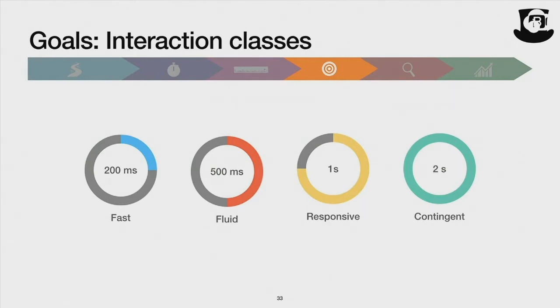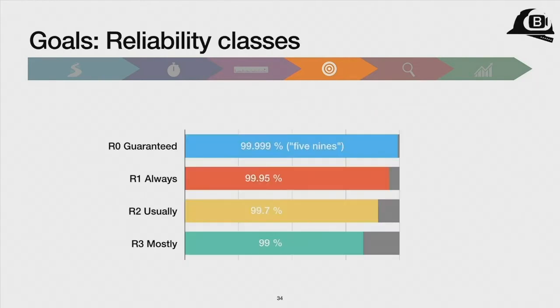For performance, we've been using this concept of interaction classes that were inspired by Microsoft's Planning for Performance article. These are based on the user's perception of speed. Some interactions need to be fast, such as the response of a button click. For other interactions, a 1-second delay is still acceptable.